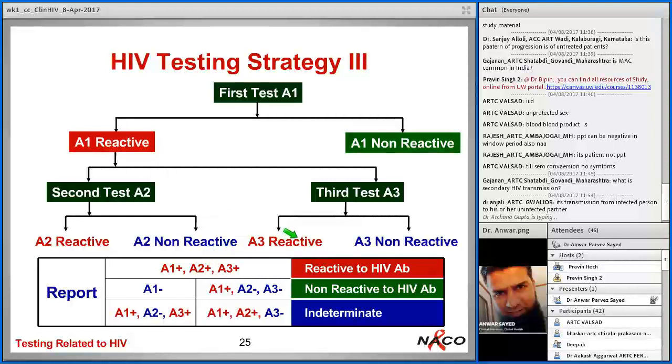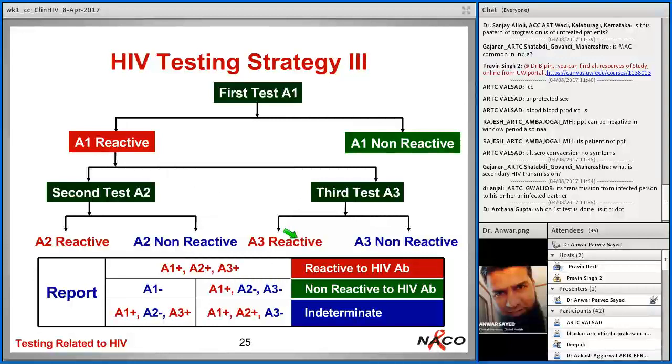See, if the first test is positive, second is negative, and third comes positive, because the third test is used as a tiebreaker. If all three are positive, then there is no problem in reporting. The sample is reported as reactive to HIV antibodies. But if first is positive, second is negative, third is positive, or first two are positive and third is negative, then it is interpreted as an indeterminate report. And if it is indeterminate, then further testing is required to give the report on this sample.